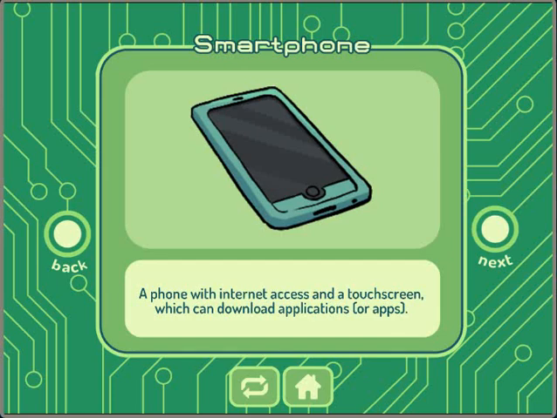Smartphones can be different brands: iPhones, Huawei, Samsung, LG, and there are other brands that you or your parents may have. A phone that can access the internet and has a touch screen, and you can download applications, learning applications or games, and you can make calls and communicate with other people.